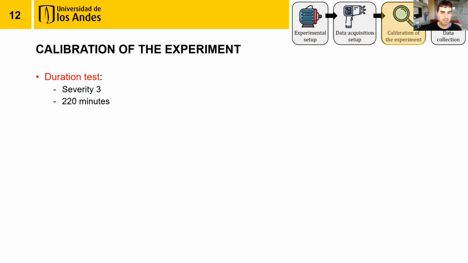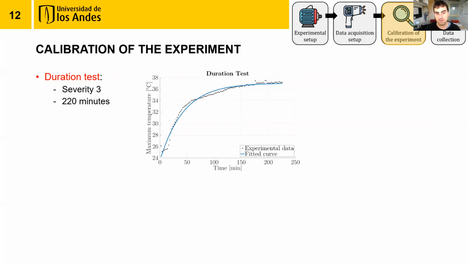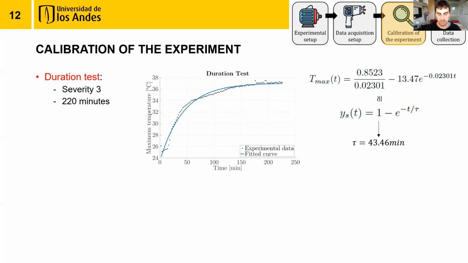Then concerning the calibration, we did an experiment, a sort of duration test, to identify the length of the test. We placed the bearing of severity 3, the most faulty bearing, and made it run for 220 minutes. Then we plotted the maximum temperature over time, and we interpolated its behavior and identified this exponential model, from which we were able to calculate the time constant of the temperature.